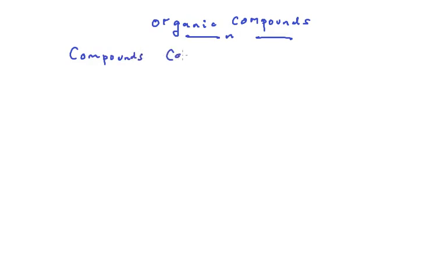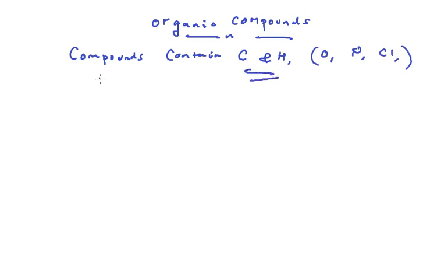So the next naming system refers to organic compounds. The naming system of organic compounds is different from what we have seen in the previous lecture. So first of all, what are organic compounds? These are compounds that contain carbon and hydrogen, mostly carbon and hydrogen, and some elements like oxygen, nitrogen, chlorine would be involved, but it's a compound mainly with carbon and hydrogen.